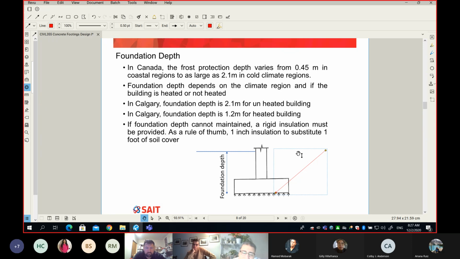But the thing is, in areas of the earth where it doesn't get so cold, the level of the footing, which is this elevation here, is controlled by where I have good, reliable soil. In Canada, this is not the case. In Canada, even if you have good soil very close to the surface, we cannot do that. I think by now all of you know why.